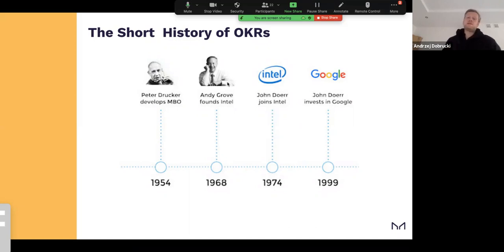Then in the late 60s, things changed a bit because Andy Grove founded Intel. The OKRs we are talking about were born in Intel, somewhere between 68 and 74. 74 is an important date because John Doerr joined Intel, and he said MBOs are not working the way they're supposed to. They put too much pressure on connecting the objectives with incentives, and people are not that well motivated to work on them, to complete them. So he started something he called the objectives and key results, which were successfully implemented at Google in 1999, and Google's been working with OKRs ever since.